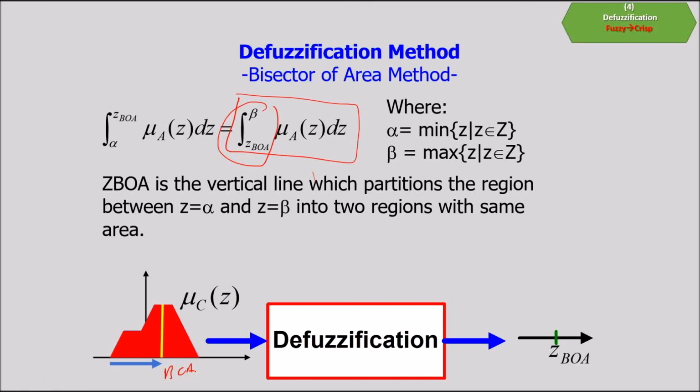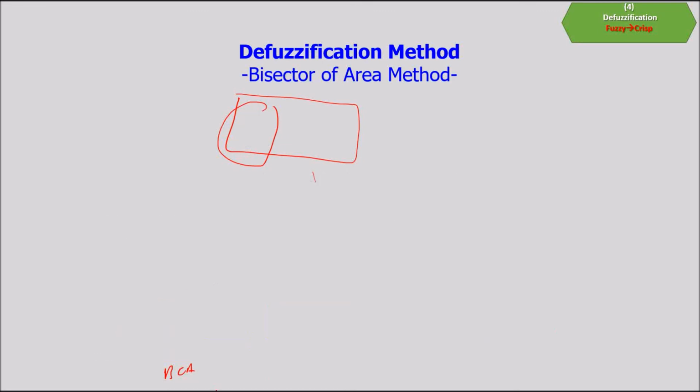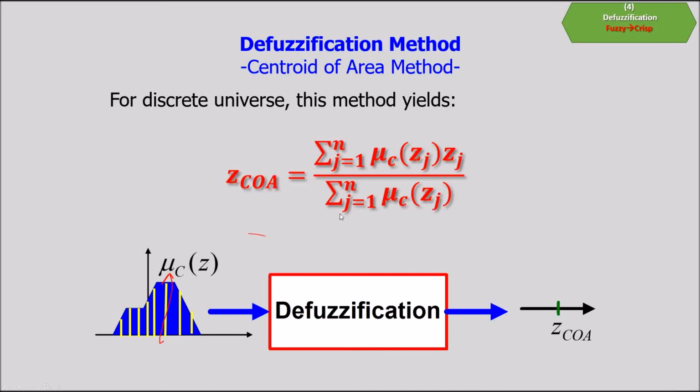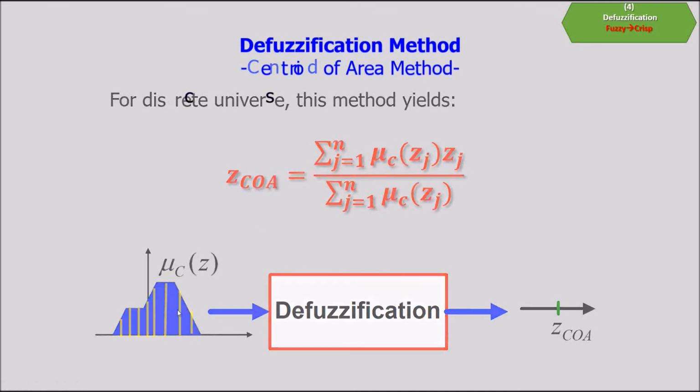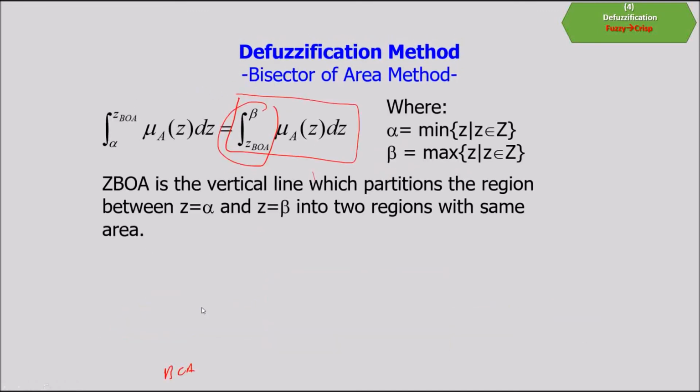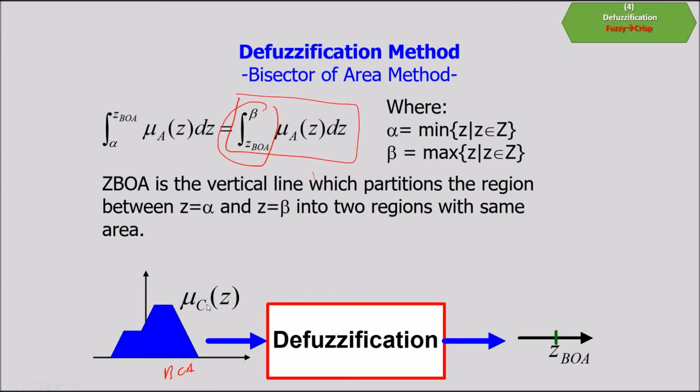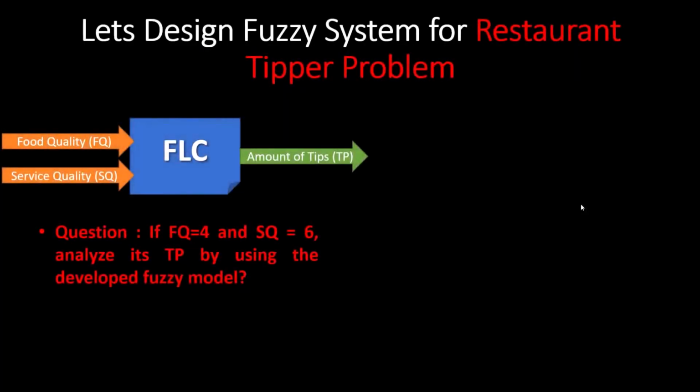In contrast with the first method, which is centroid of area, where we sample the function using our sampler resolution and then find the center of area, for the bisector of area we find the whole area, bisect it into two, and then we find the center of area. The next part is let's design the fuzzy system to make things much easier to understand.